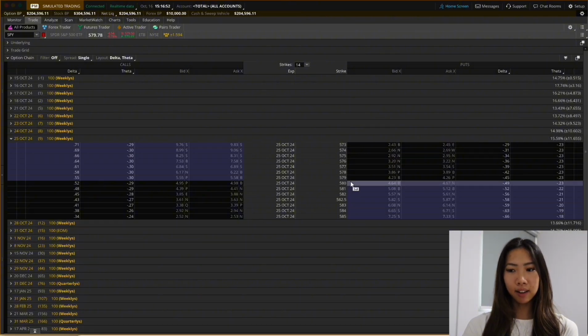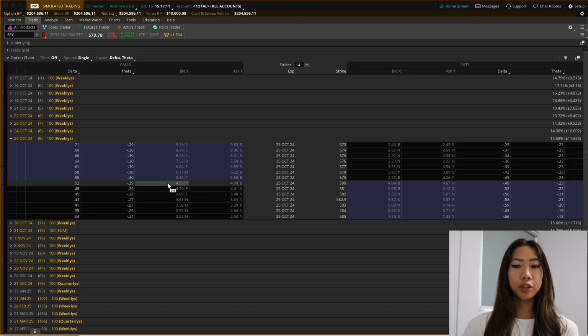Where that line distincts itself, so where this color changes from black to purple, that is where the current price is at. So where it changes is between 579 and 580. And you can see from here, this number is exactly between 579 and 580. That is why these numbers change.